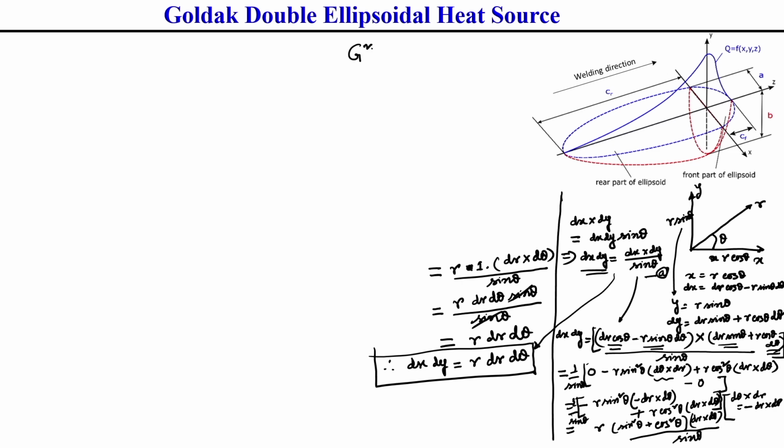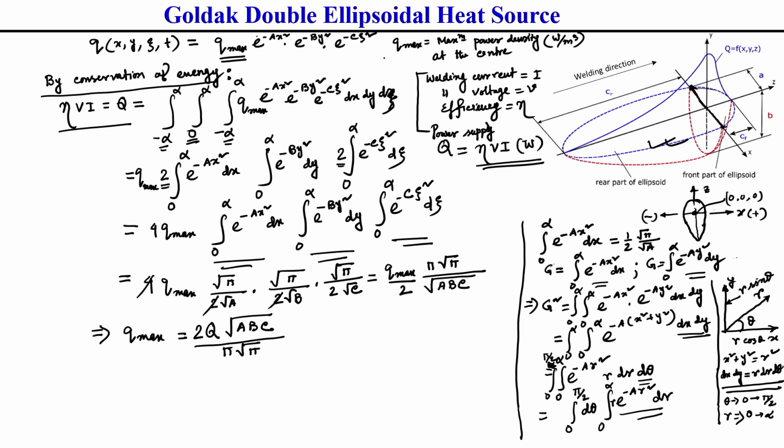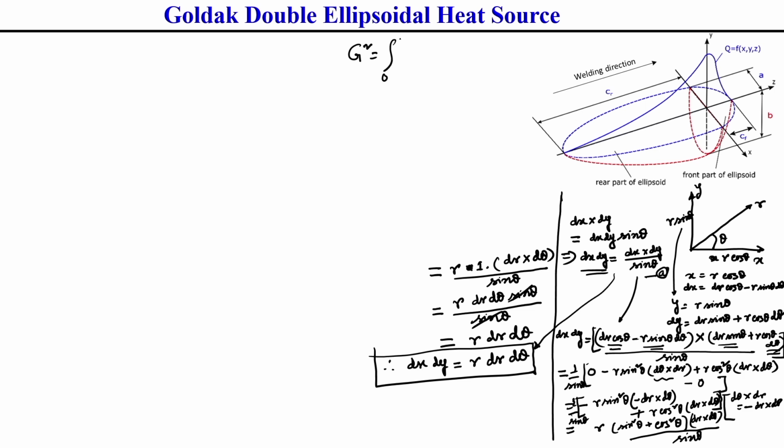We got g square is equal to the integration of 0 to pi by 2 d theta, and for r it is 0 to infinity, r e to the power minus a r square dr. This equation we got from the previous slide itself, I have shown. So, let us consider a r square is equal to u.